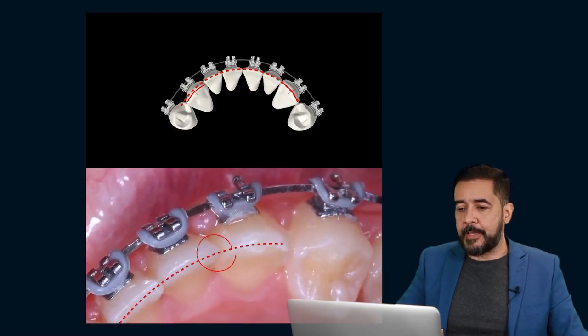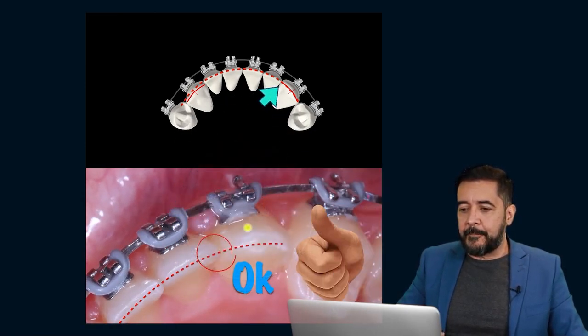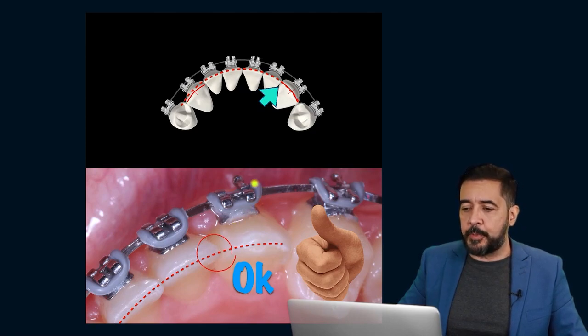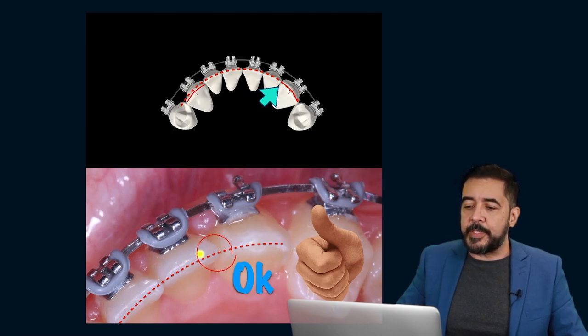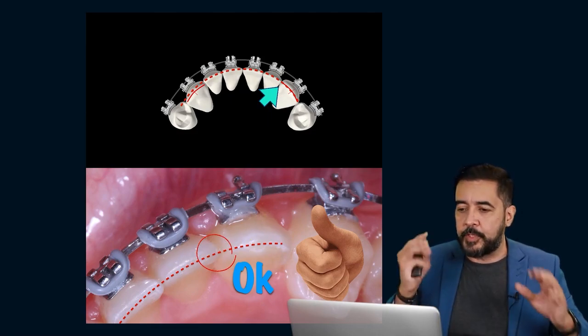So in this situation here, as you can see, the bracket is very mesially positioned, and when we do this, the mesial part of the tooth goes toward buccal. It goes this way, it goes buccally. So we can have a better alignment between those two teeth. So we have here the distal part of the lateral incisor and the mesial part of the canine. They are smoothly aligned because of this position.